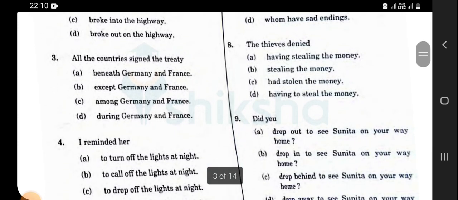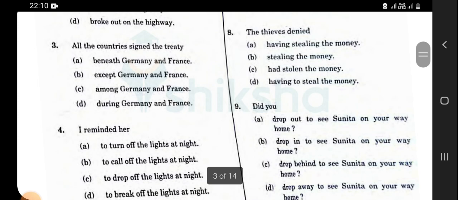Number 8. The thieves denied having stealing the money, had stolen the money, or having to steal the money. Now look, the thieves denied. When someone is denying, it is in the past tense, and C can't be chosen because two actions are not there. So had stolen the money is not something that you should go for.